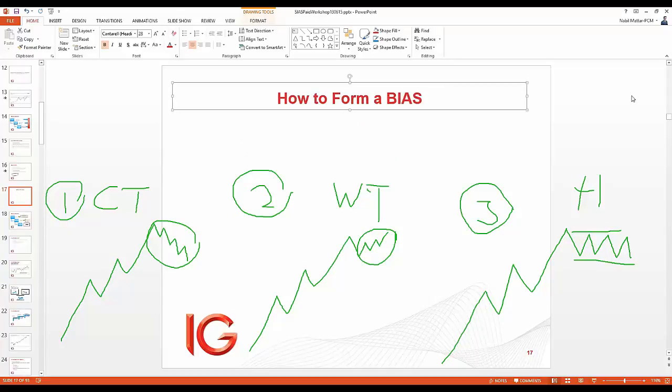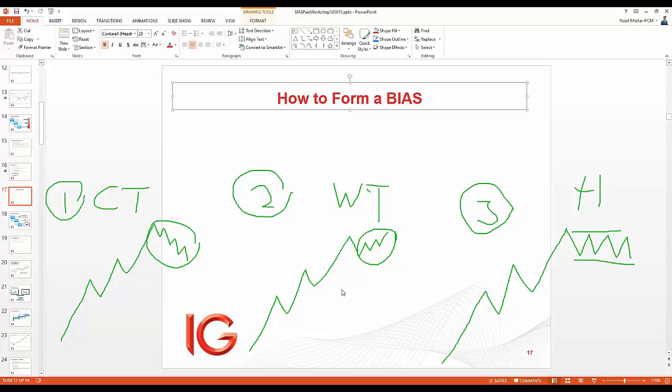Sorry. Okay, so out of these three corrections, which one do you think is the easiest? Easiest means that the trend has the highest probability of continuing. Number one, number two, or number three. In all three, the overall trend is up. I'm just talking about corrections right now. The first one is called a counter trend correction, the second one is a with trend correction, and the third one is a horizontal correction.